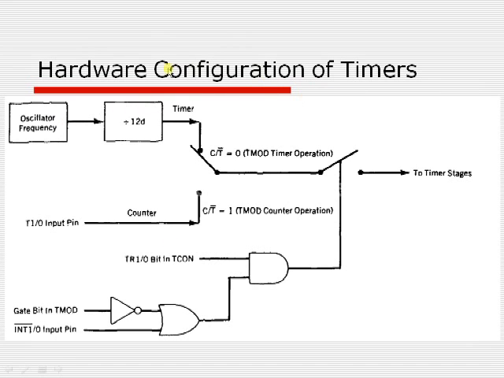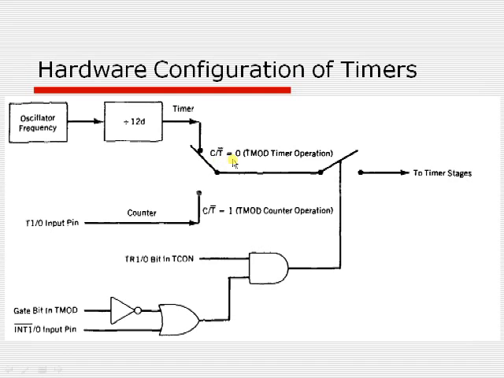Now this is the hardware which is present inside the controller for the timers. Let us see how this hardware works. So we have a C/T bar bit. Here you can see that the oscillator frequency 11.0592 MHz is given to one circuit, divided by 12, and the output is given to the timer. The timer also gets a clock signal from the other source, that is the T1 or T0 input pin.